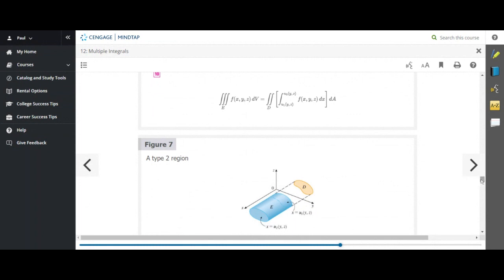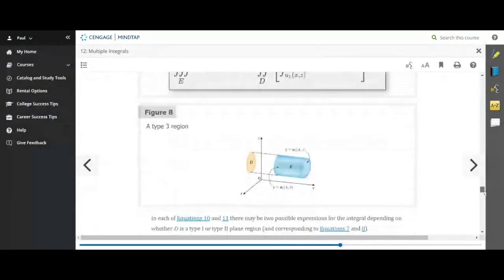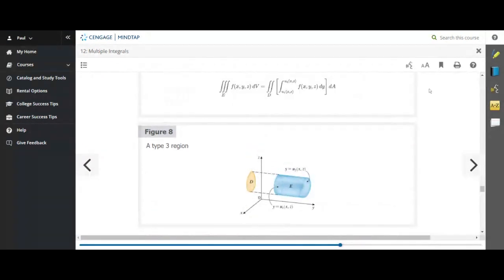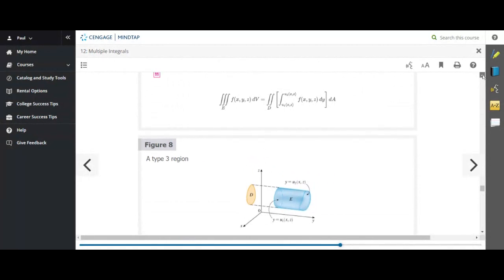And then the other choice is, I think I had this mixed. I assumed the pictures would come, I just had the order of the pictures wrong. Type 3 region, here the solid E is bounded by surfaces to the right and the left along the y-axis. So you're going to integrate with respect to y first, and then integrate with respect to x and z. So that would look like that.